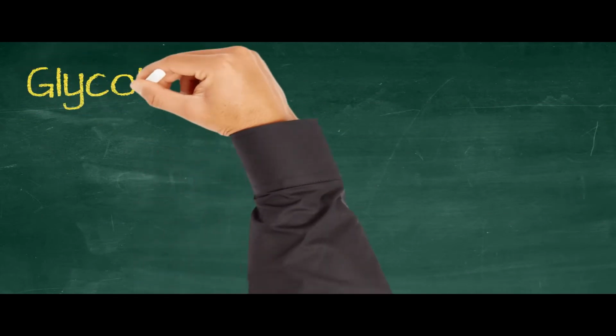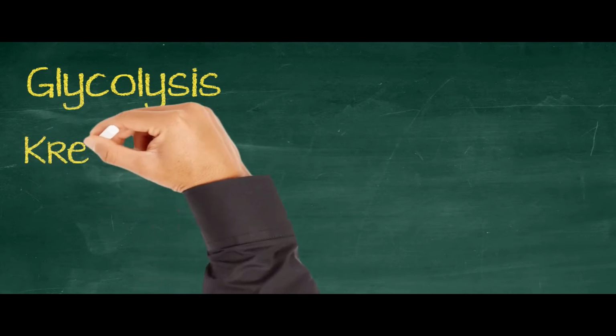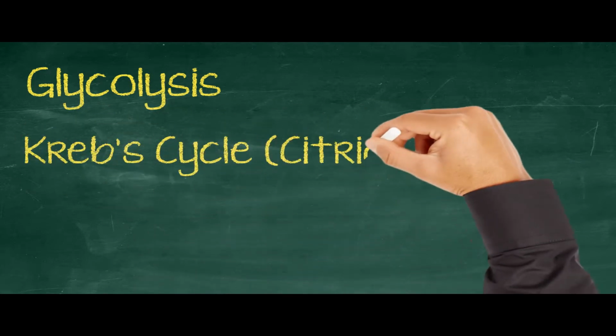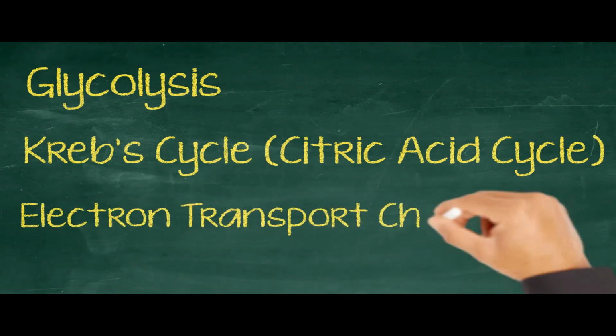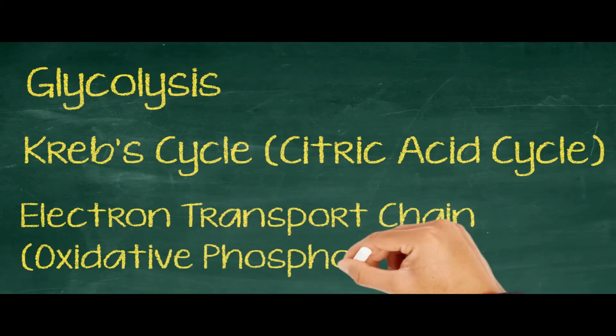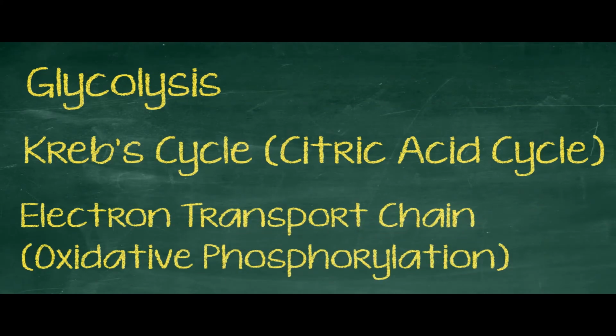There are 3 steps in cellular respiration. The first is called glycolysis. The second is the Krebs cycle, or the citric acid cycle. And the third is the electron transport chain, which is also called oxidative phosphorylation. Each stage is interesting for its own reasons.